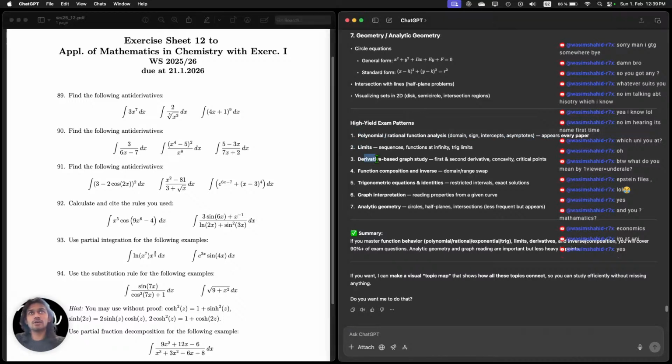Polynomial limits, derivative space graph study, function composition, trigonometric equations, graph interpretation, analytical geometry.